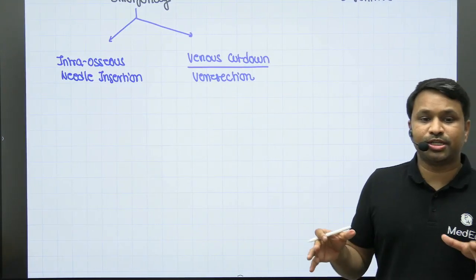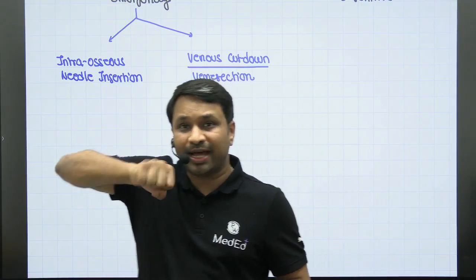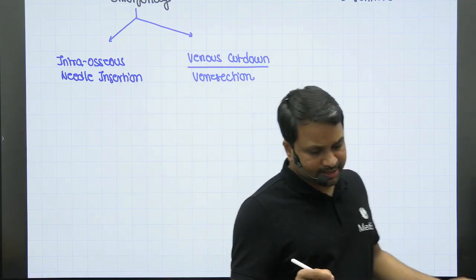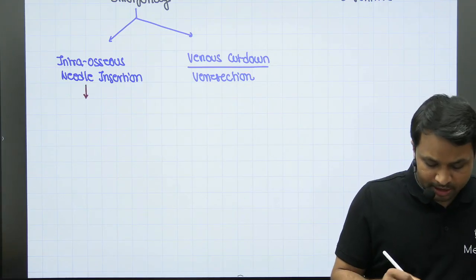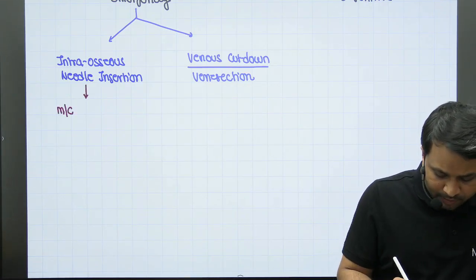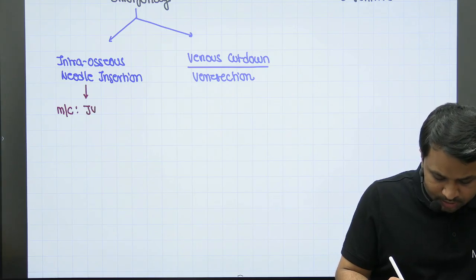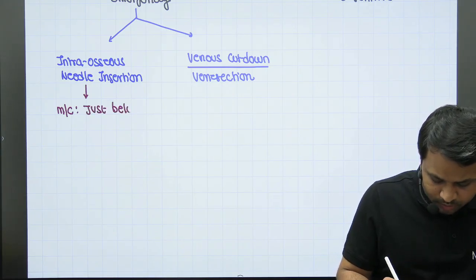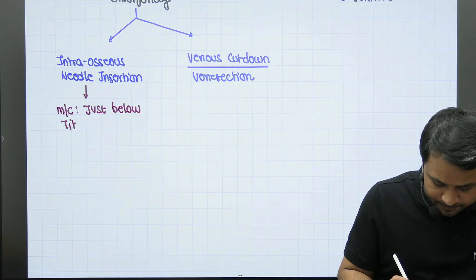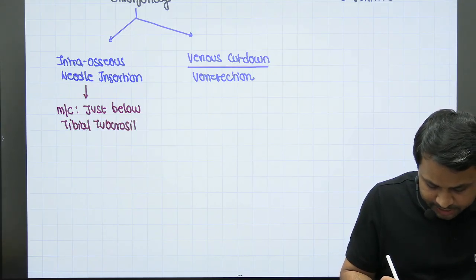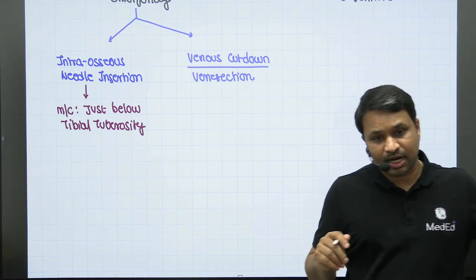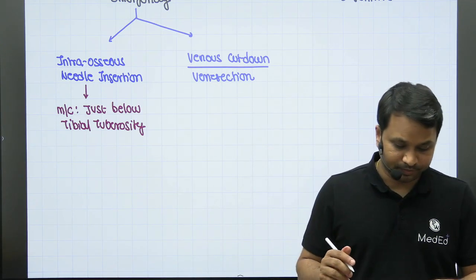Now, intraosseous needle insertion is the needle that you can directly punch into the bone and start resuscitating the patient. Now, if they say what is the usual site, remember most commonly I would put just below tibial tuberosity. I will insert the needle just below the tibial tuberosity and start resuscitating the patient from thereafter.